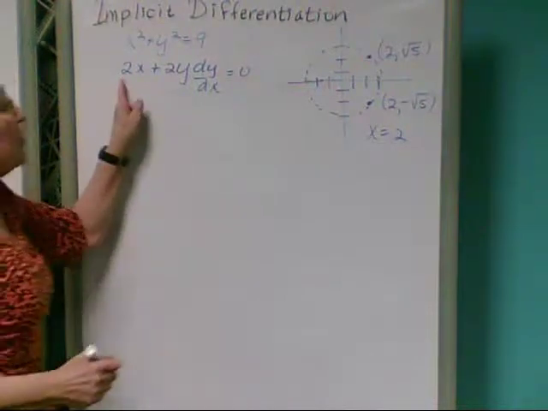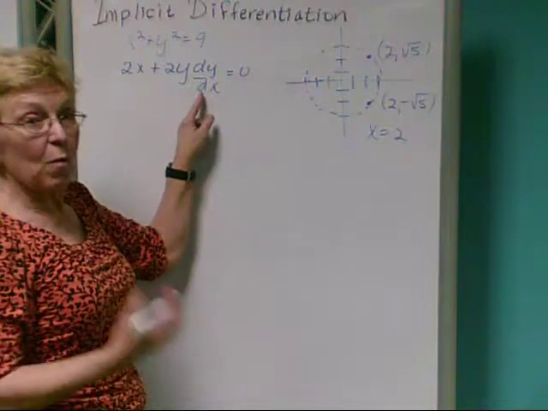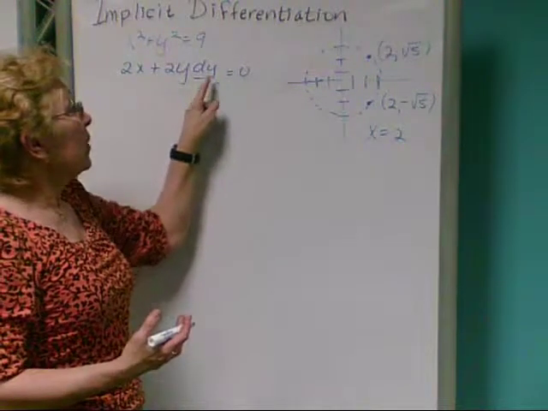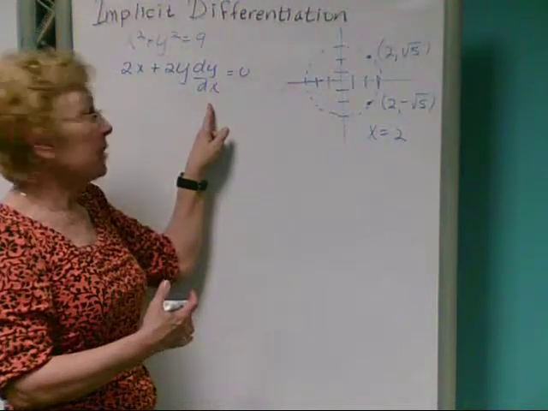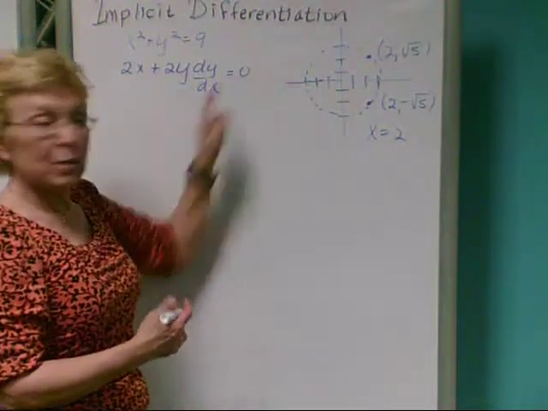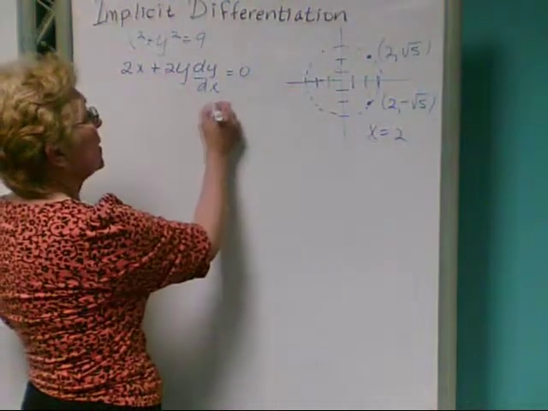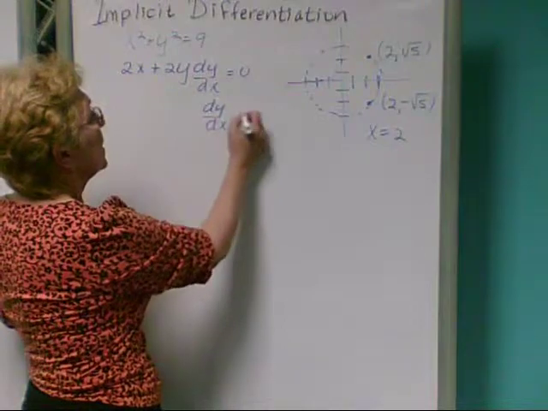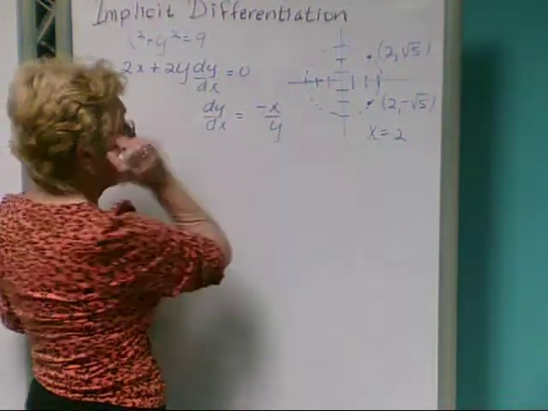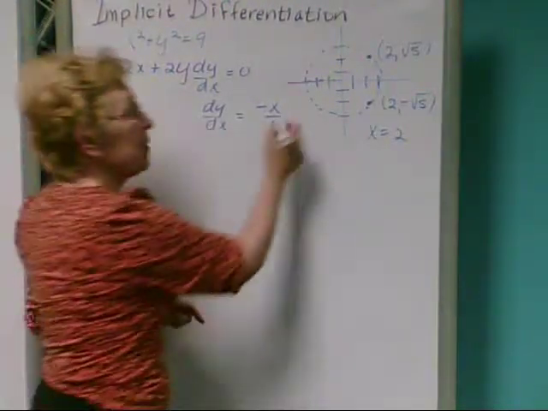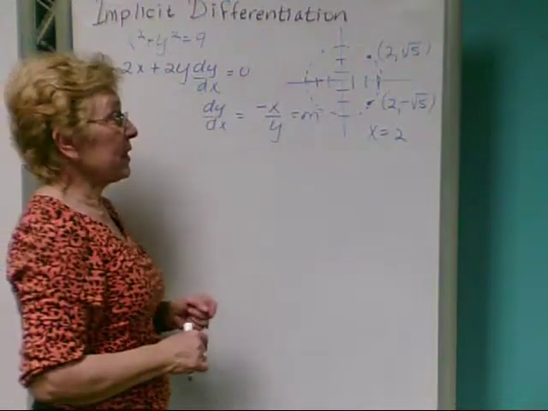As before, 2x plus 2y, and then because of chain rule, that y is a function of x, we're going to write dy/dx, indicating we have to take the derivative of the input function, and then equal to 0. Solving for this term, we're going to get dy/dx equals minus x over y. And that's going to help us write the linear equations of the two tangent lines.